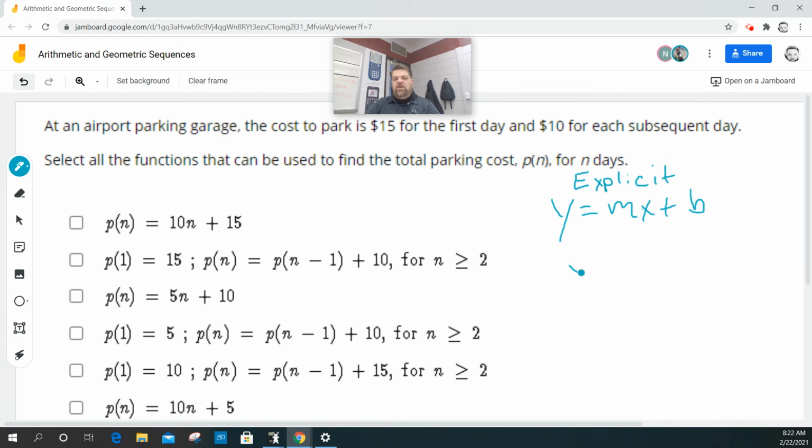So where m is the rate of change, well, what's the rate of change? $10 per day, right? $10 for each subsequent day. So it'd be $10 times x, and what did you start off with? $15, right? But here's the thing. On the first day, does x equal 1 or does x equal 0?